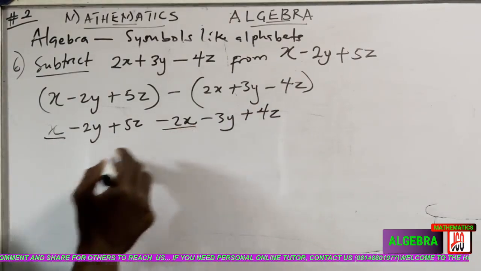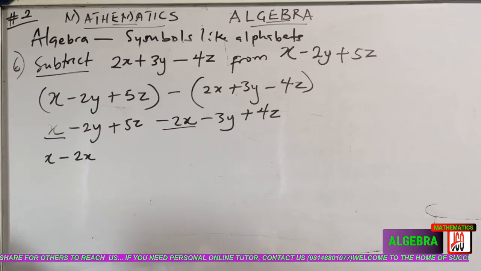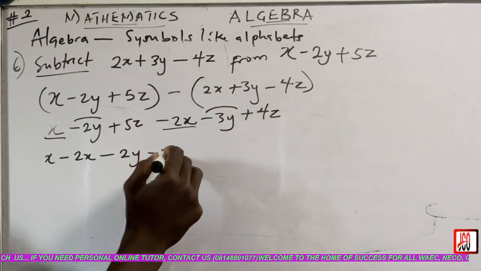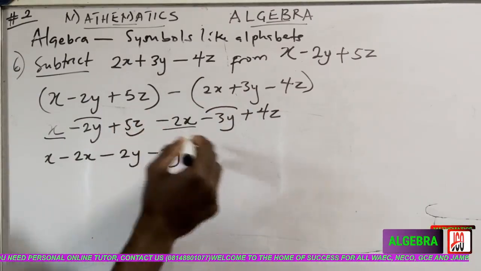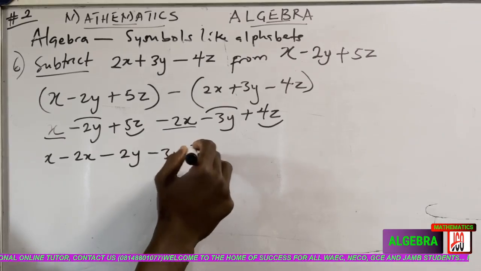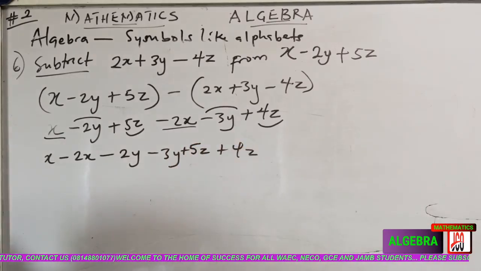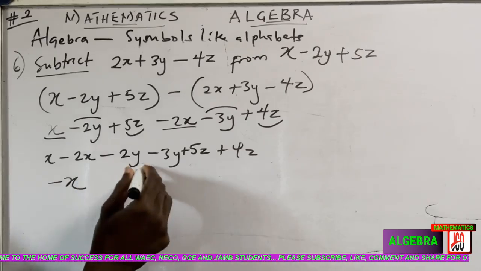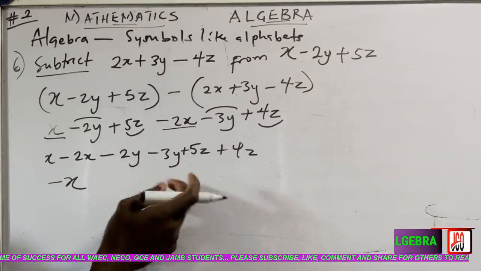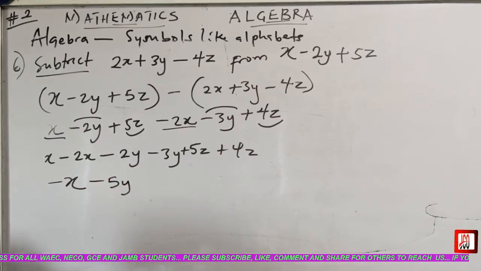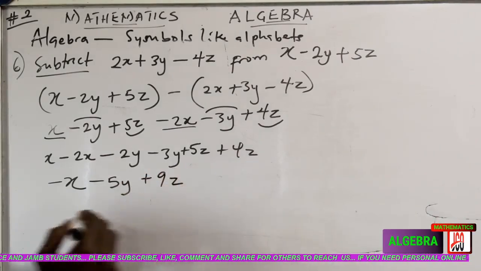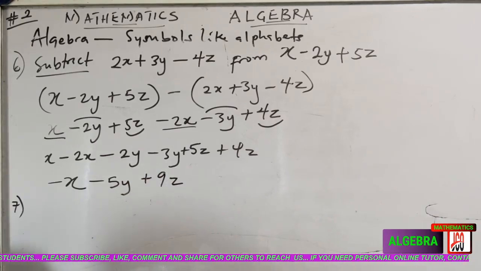Let's work on the like terms now. x and minus 2x, so I write them together: x minus 2x. Going on, minus 2y minus 3y, then plus 5z plus 4z. Very simple work. 1x minus 2x: 1 is smaller than 2, so it's going to be a negative answer, negative x. Minus 2y minus 3y, you are simply removing 2 and removing 3, that means you'll be removing 5 altogether. Negative is removed. Then 5z plus 4z gives me 9z. So that is for that.